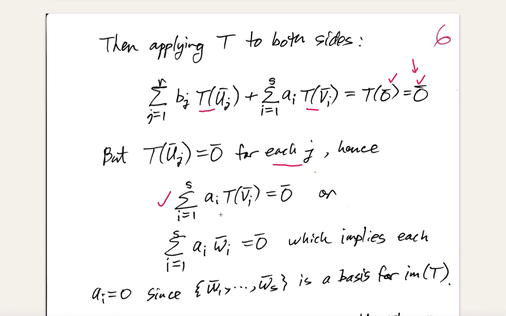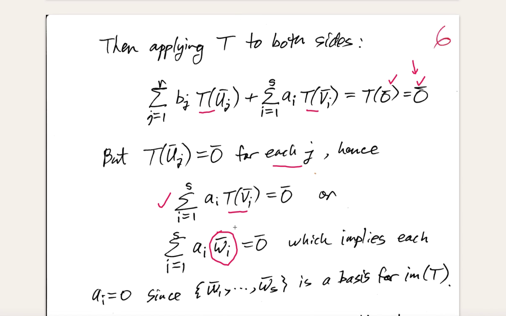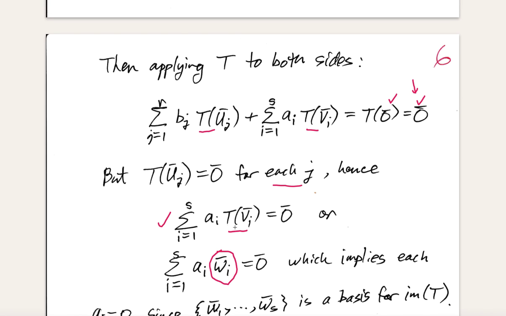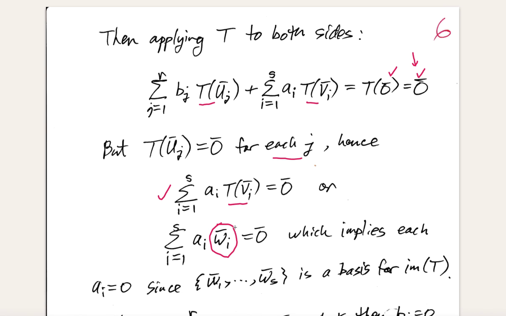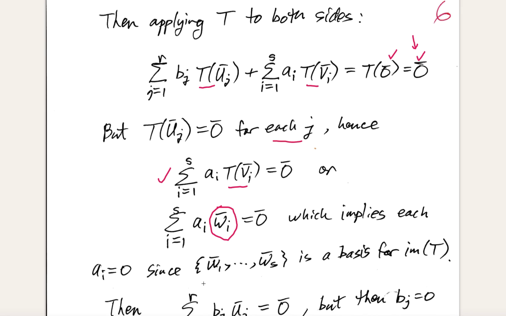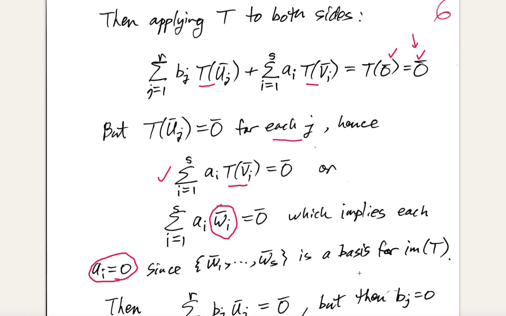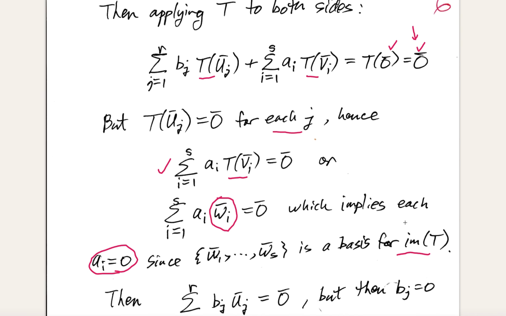Now, remember that these were actually what? What's T of v_i? That's what I was calling w_i. Those were actually a basis for what I was calling the image. Well, if they're a basis, they have to be linearly independent. So the only way this can be 0 is if all the a's are 0. So there we go, since that's a basis for the image.